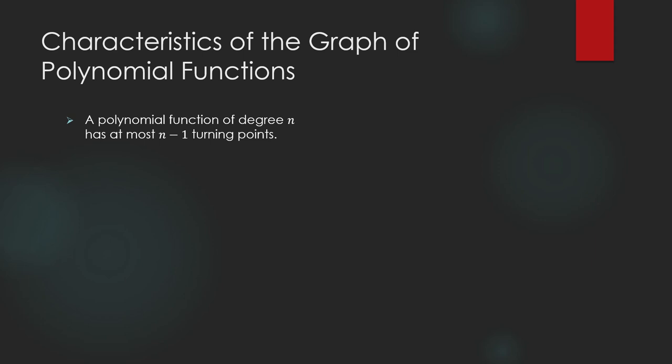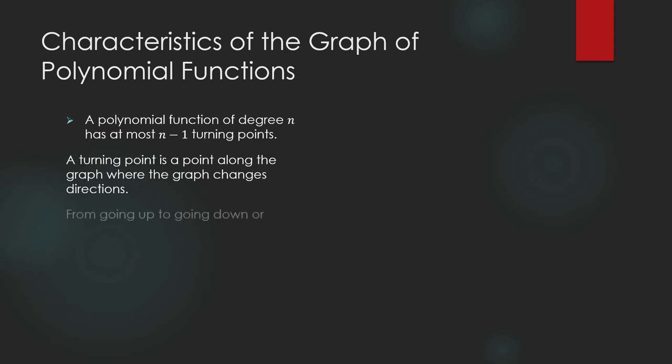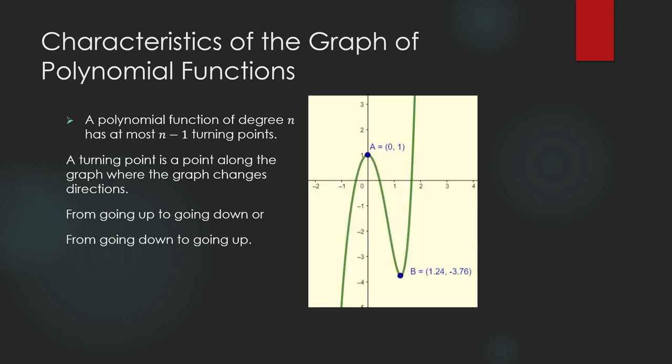Now, how about this? A polynomial function of degree n has at most n minus 1 turning points. Okay? So a turning point is a point along the graph where the graph changes directions, from going up to going down or from going down to going up. This graph, for example, has 2 turning points. Points A and B, okay?